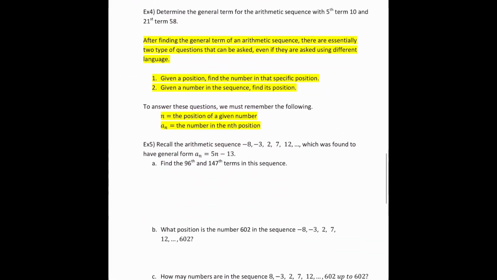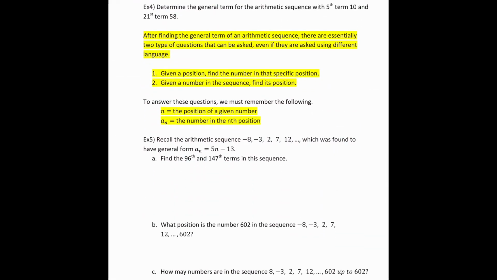All right, next one. So example 4. Determine the general term of the arithmetic sequence with a fifth term of 10, and then the 21st term is 58. Oh, I'm sorry, I don't have enough space here. I tried my best, okay? I should make more space here. So a sub 5 is 10. A sub 21 is 58.